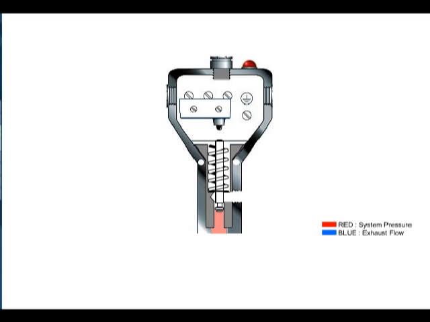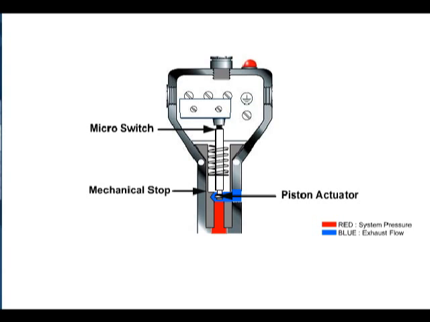When pressure builds in the system, it enters the device applying force to the piston actuator. This energy is transferred to the mechanical stop, compressing the spring, driving the push rod up until it activates the micro switch. Pressure switches are used to open or close an electrical circuit when a predetermined pressure has been reached.